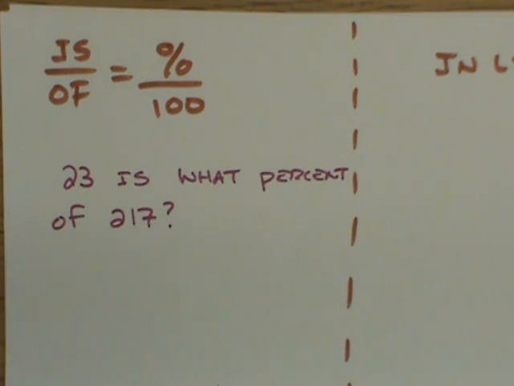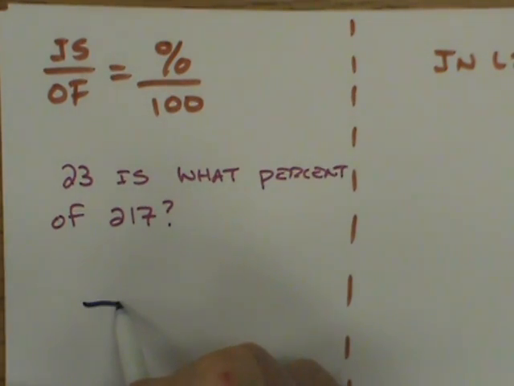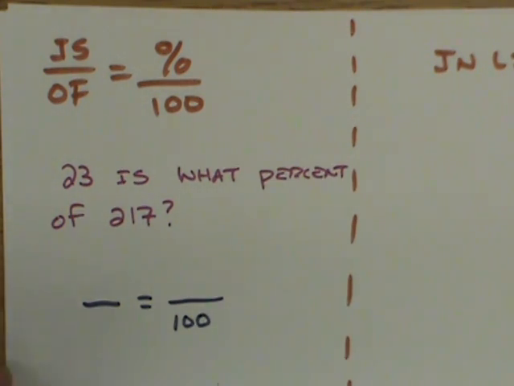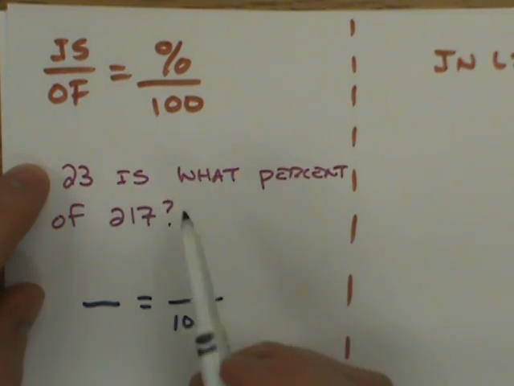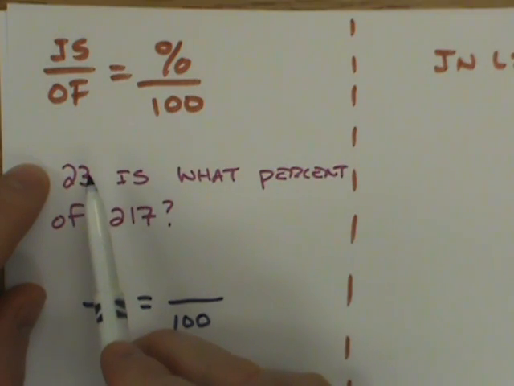So here's our third example using proportions. And this is the is over of equal percent over 100 technique. I start by writing is line equal percent line over 100. For this problem it says, 23 is what percent of 217? So I have to decide where to place these numbers.